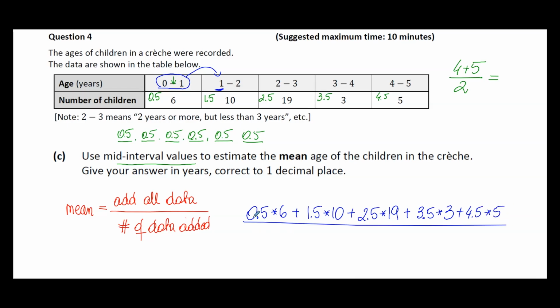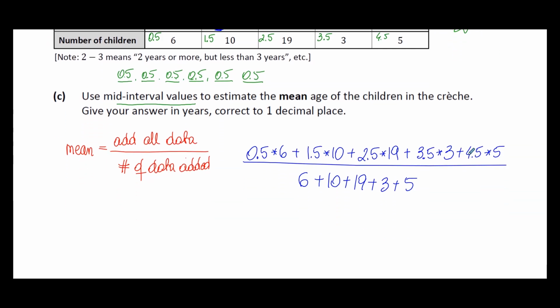Now we are dividing by how much data we added. There were 6 data, then I had 10, then I had 19, then I had 3, and then I have 5 numbers. So that's how we calculate using those midpoint interval values. We put all of that in the calculator, we press equal, and to 1 decimal place, we should get 2.3. So that is the mean age of all the children there.